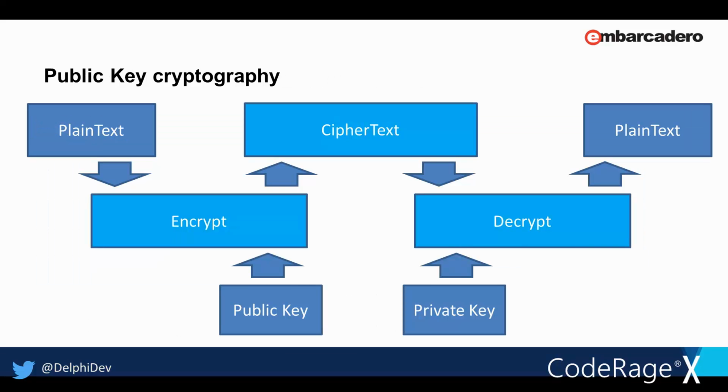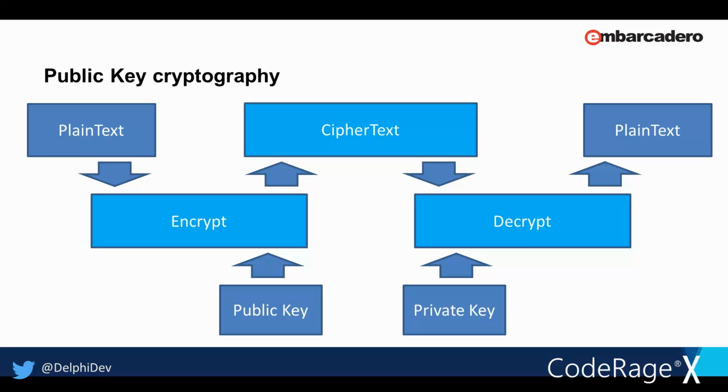Let's talk a little bit about asymmetric or public key cryptography. This is significantly different. It takes in a given plain text, and we go to the encryption process, and it needs an input of a public key. That public key can be known to everybody, hence the name. It is public. Then with that encryption process, we end up with a ciphertext.